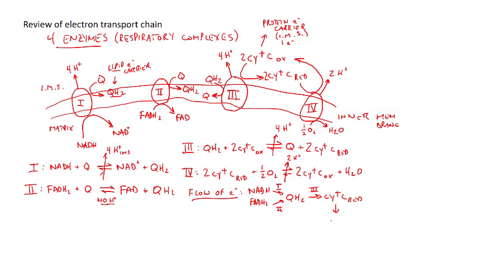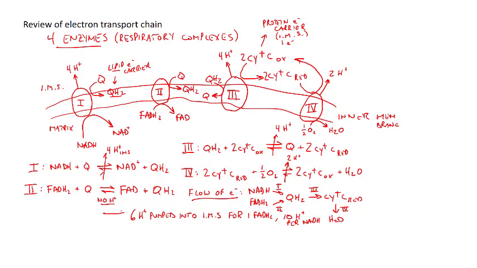And then from cytochrome C to water. And water is stable. Water is the waste product of this entire reaction. And so what do we notice? We notice that we get 6 protons pumped into the intermembrane space for 1 FADH2, or 10 protons per NADH.